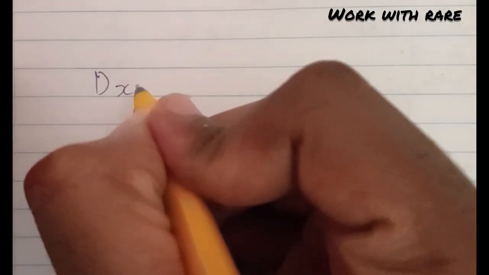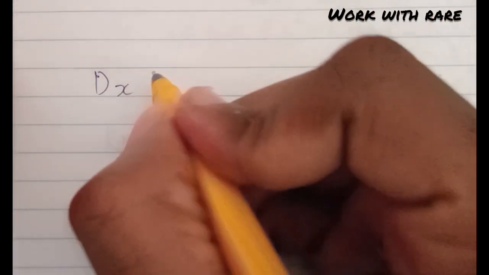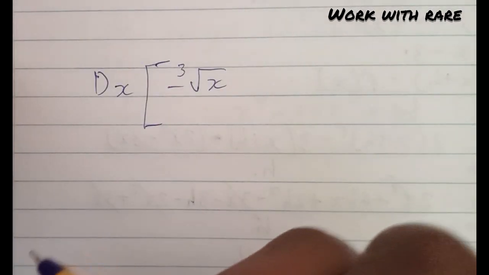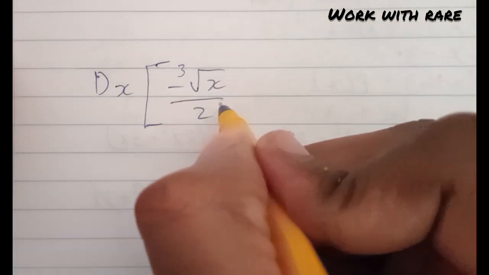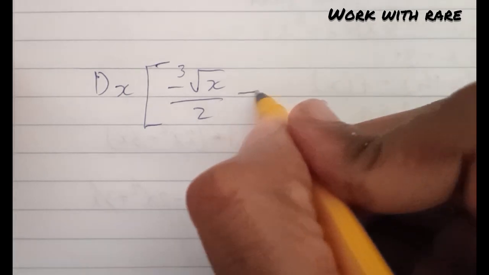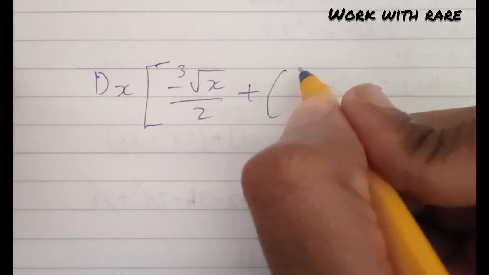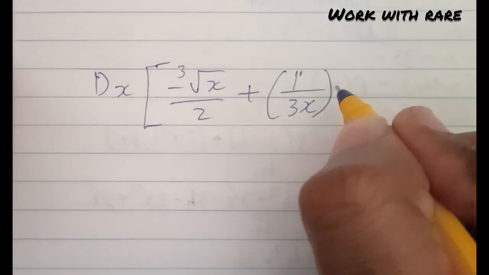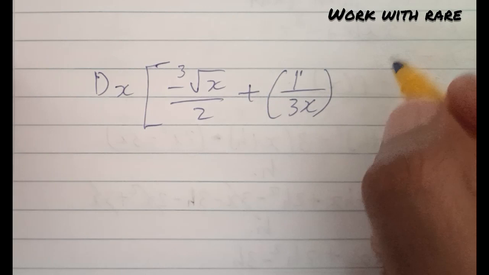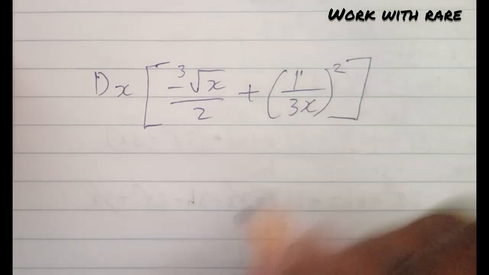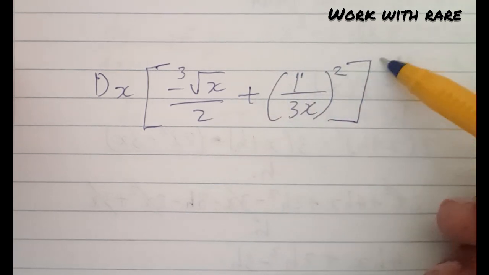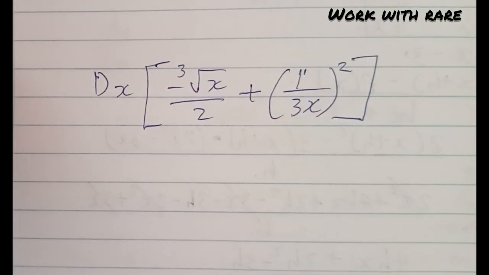Now here we are given it in this form. We are given a big bracket and cube root of negative x over 2 plus we have a bracket and a fraction inside, which is 1 over 3x. We close the bracket, it's squared, and we close the big bracket. Remember, this 2 only affects this bracket, but if this 2 was here, it was going to affect everything that is inside the bracket.